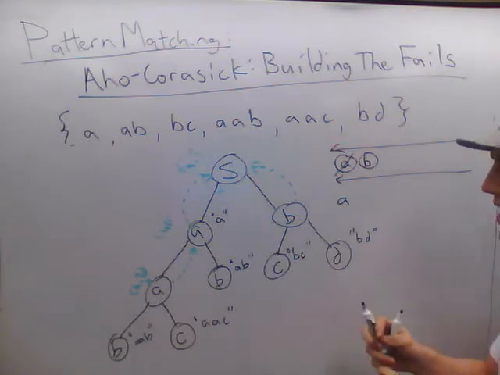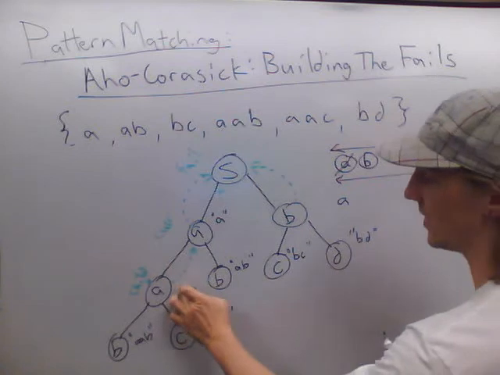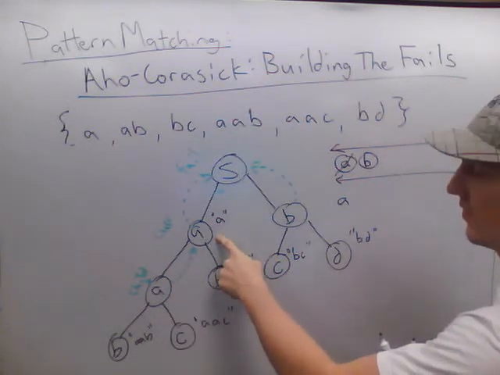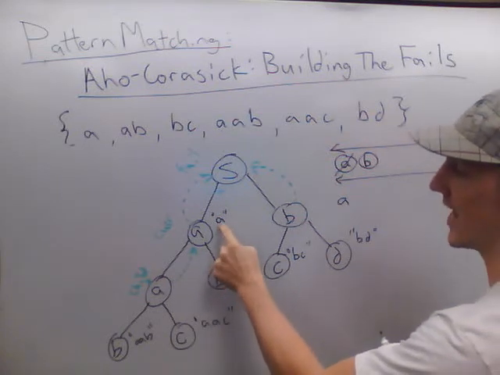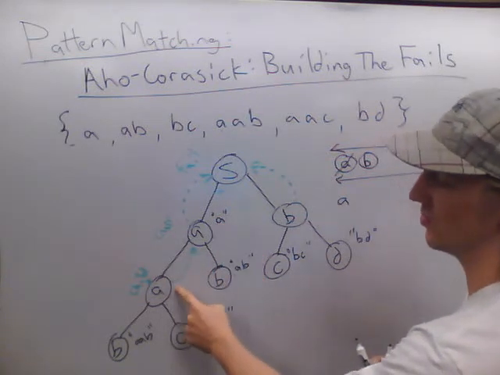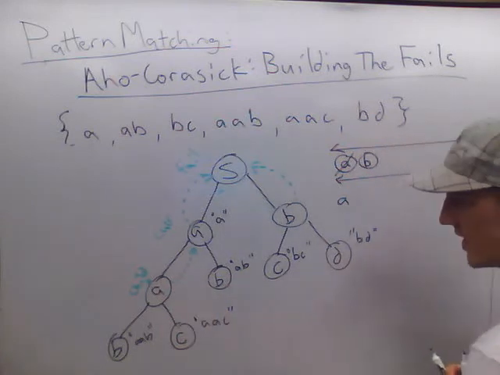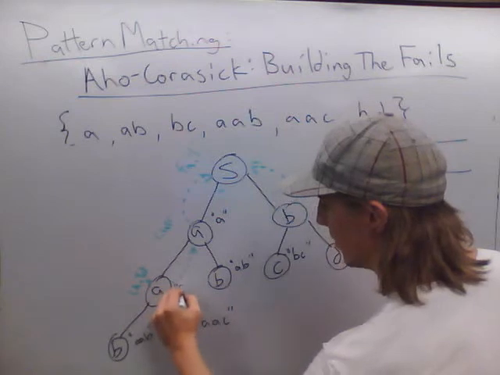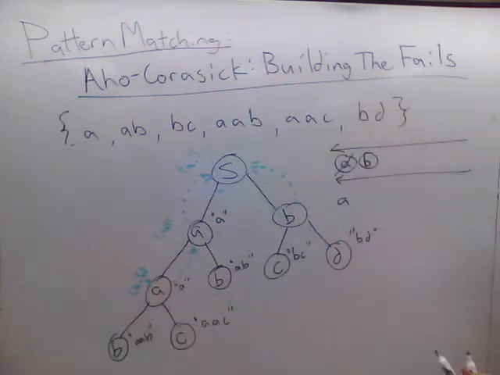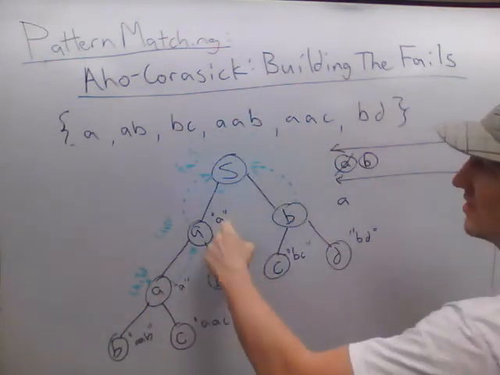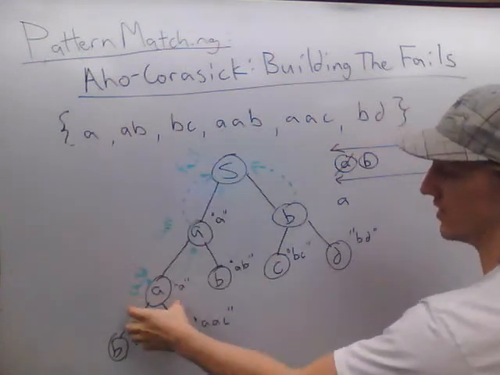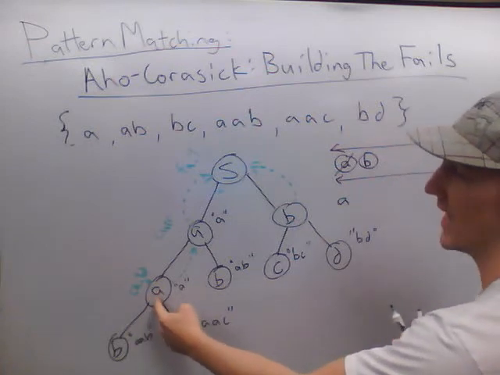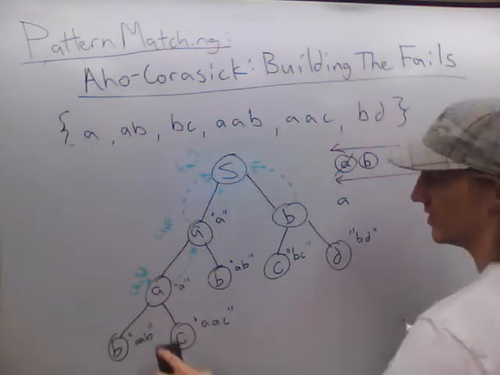Now, each time you set a fail node, you also add the output of the fail node. So to this node you just set the fail for, you're going to add the output of the fail node. So this node is now going to be able to output A as well. And all that's saying is that A is a word in our dictionary. So if we are at this point inside the string, then obviously we've matched the string A. Okay. So now for the next child.